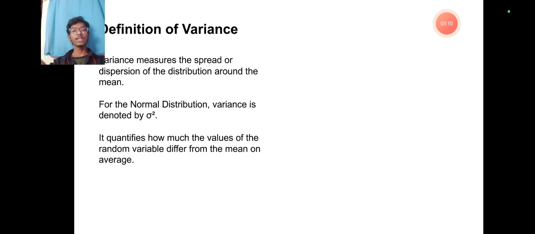The second step is the definition of the variance. Variance measures the spread or dispersion of the distribution around the mean. For the normal distribution, variance is denoted by sigma squared. It quantifies how much the values of the random variable differ from the mean on average.